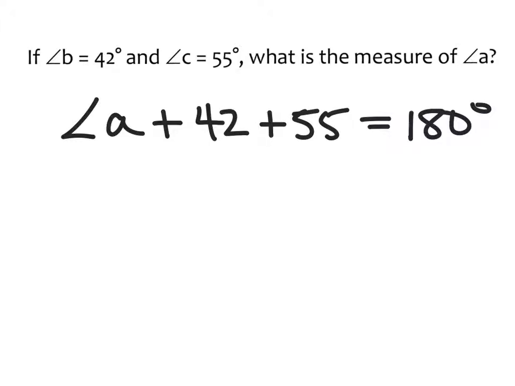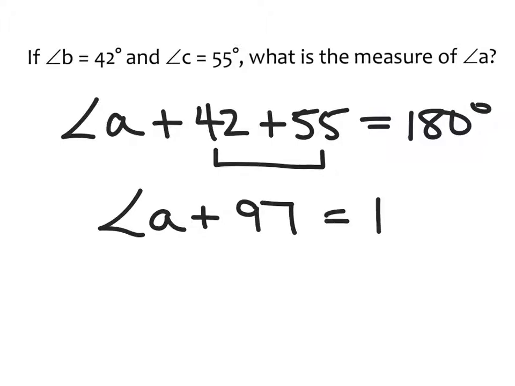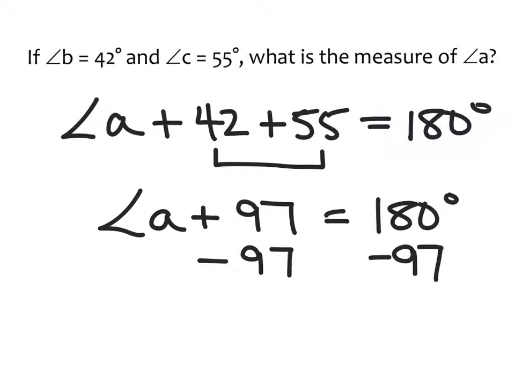We know that because the angle sum property tells us all three angles will always add to a sum of 180 degrees. We can combine the like terms, leaving us with angle A plus 42 and 55 makes 97 equals 180. We can undo the 97 in order to isolate angle A. To get angle A all by itself, we need to get rid of the 97 that's being added to it right now. And if we do that on the left side of the equal sign, we must do it on the right to maintain balance.